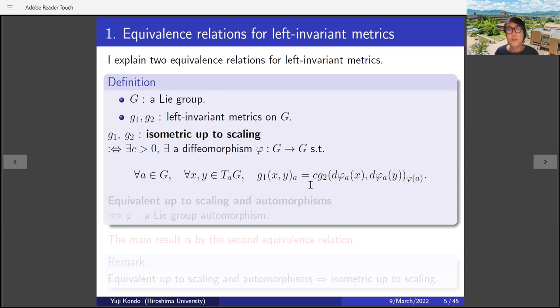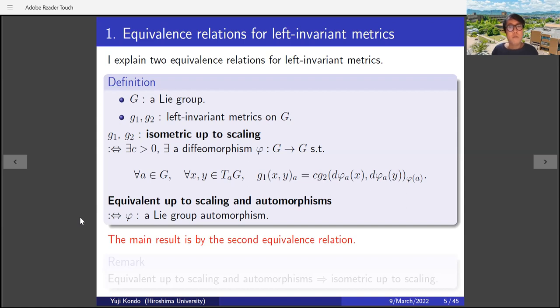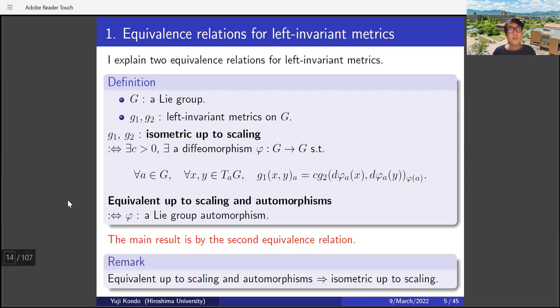And moreover, we say that these two metrics are equivalent up to scaling and automorphisms if this diffeomorphism phi is a Lie group automorphism. Please note that the main result is a classification by this second equivalence relation. And it is an easy observation that if we have two left-invariant metrics and they are equivalent up to scaling and automorphisms, then these two metrics are isometric up to scaling.